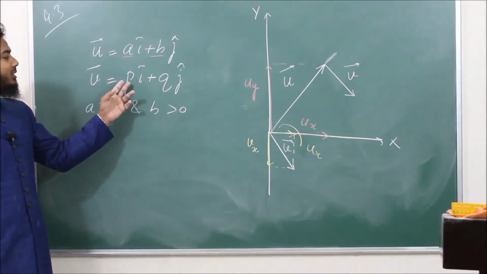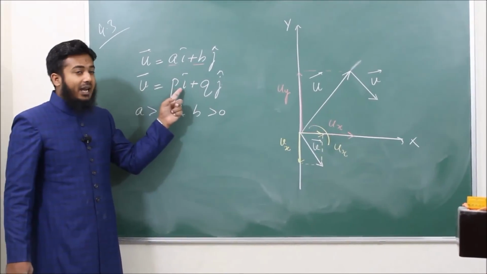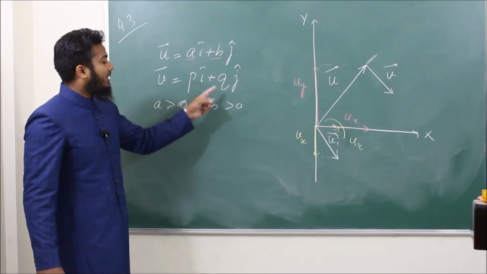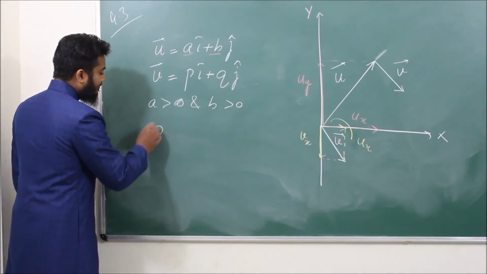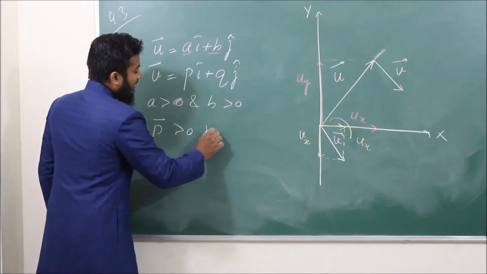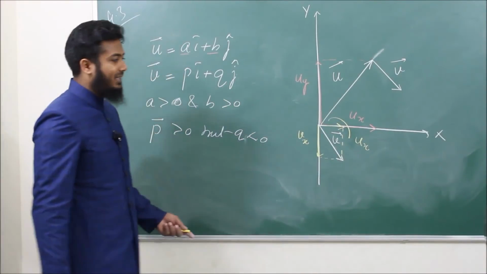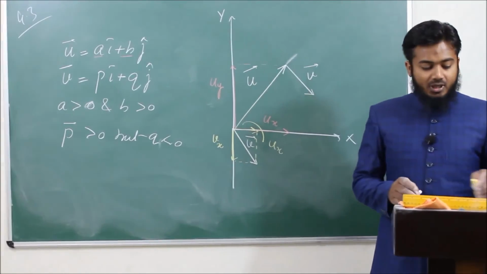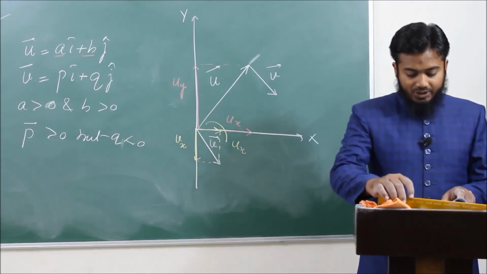That means this p here is the x component because it is with i cap. So the x component is positive, and the y component is negative. So here p is positive, but q is less than 0. So that's what was asked in the problem. Let's move on to the next problem.